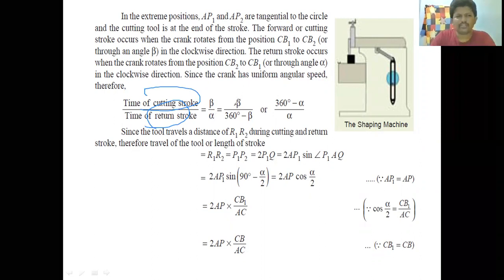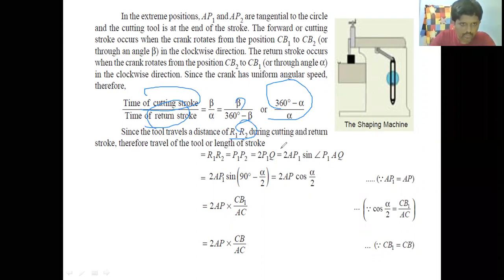Assume it as beta. Then alpha will be 360 minus beta. It is an obvious one. Or assuming this beta has 360 minus alpha, and this is alpha. Okay. Now the line of stroke which we mentioned is R1, R2. The tool travels in the direction of R1, R2.